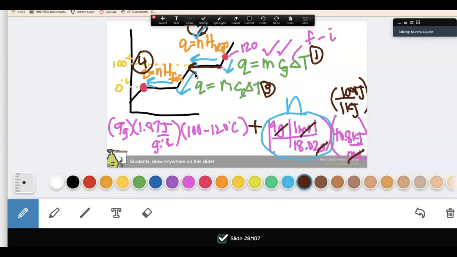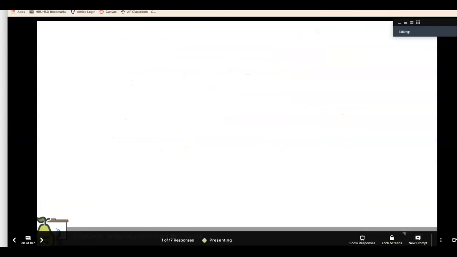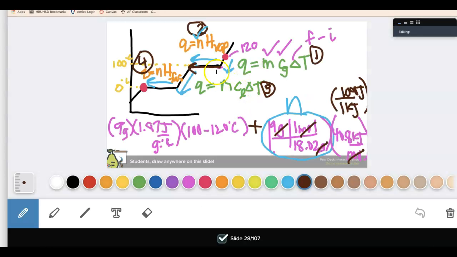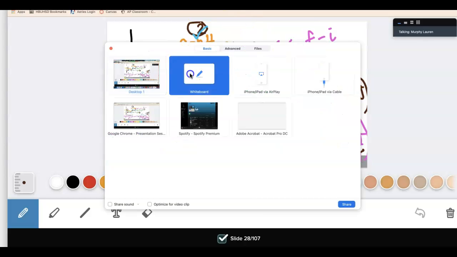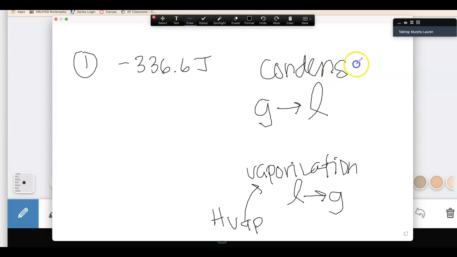If you don't know what this is called, please write it down. What happens when you go from a gas to a liquid instead of a liquid over to a gas? It's the opposite of evaporating. Does anybody know what it's called? This is called condensation. If you didn't know that, you need to know that now. It's the opposite of evaporating or vaporization.